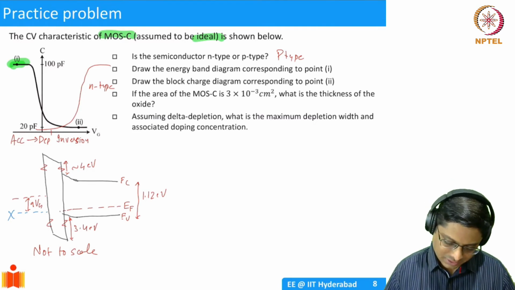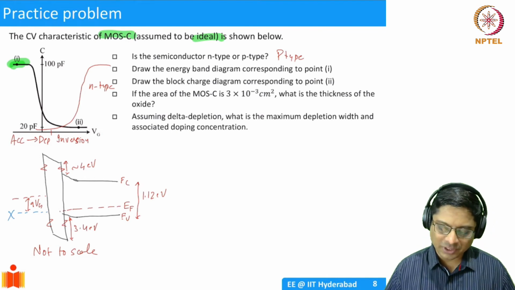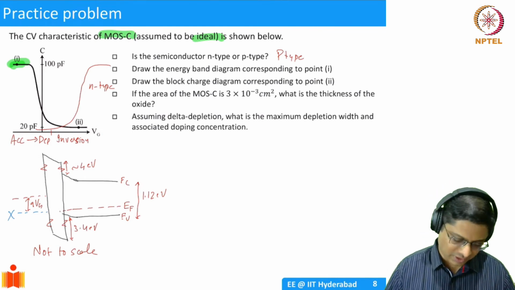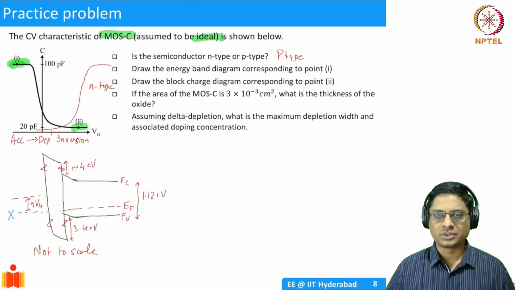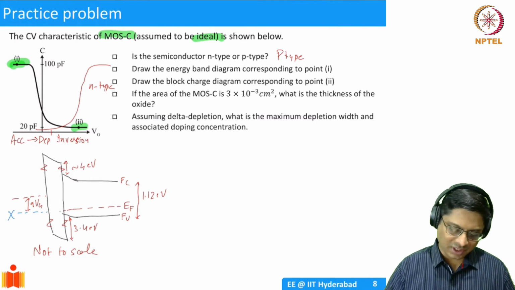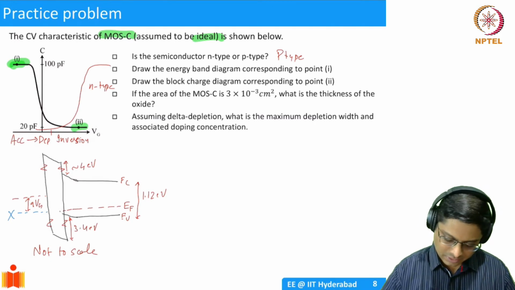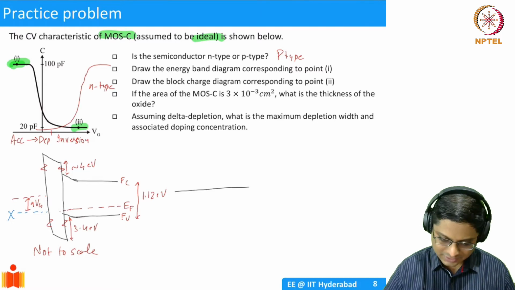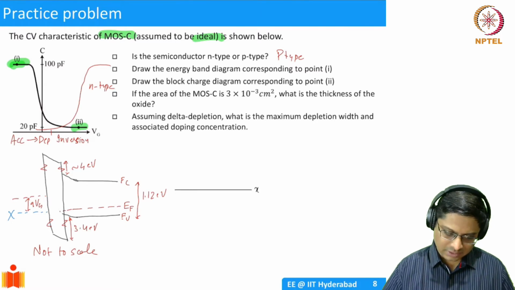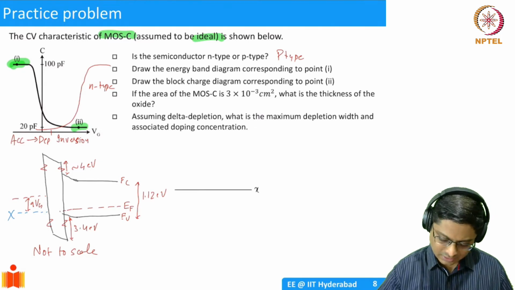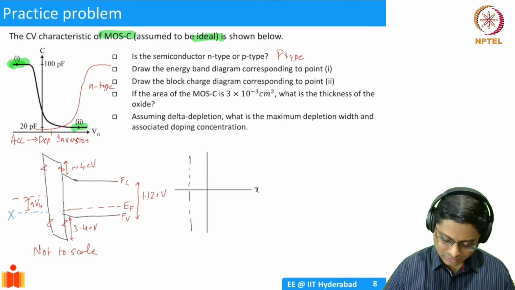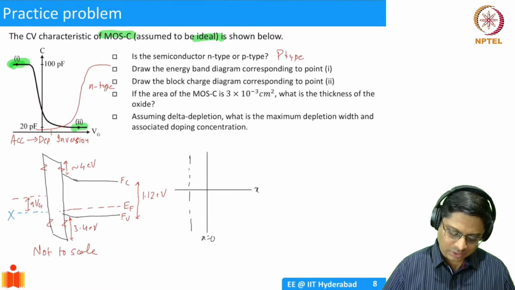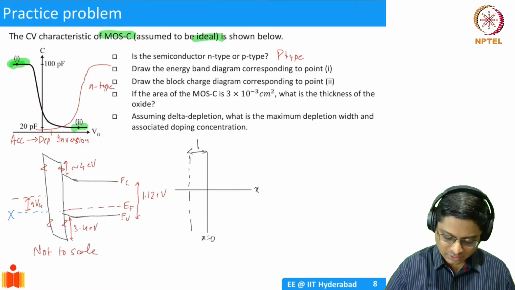Now, the third question is, draw the block charge diagram corresponding to the point 2. Well, point 2 is here. It's clearly in inversion. So how does the block charge look like? To draw the block charge diagram in inversion, I'll draw the basic axis. Let's say this is my X, and I'll assume that this is my oxide thickness. So this is a straight line there. So this is X equal to 0. So this thickness, I'll assume that it is Tox.